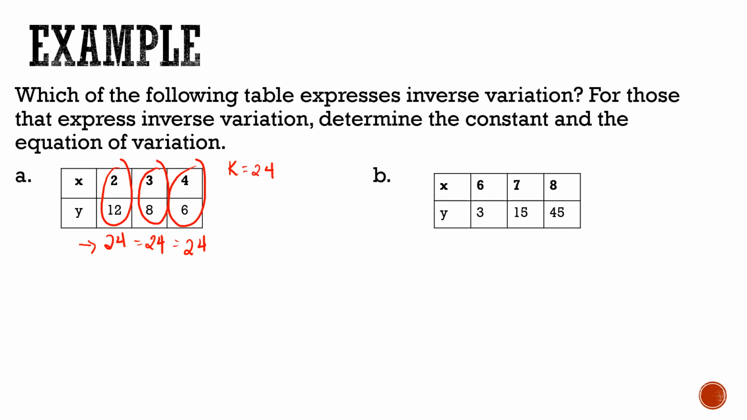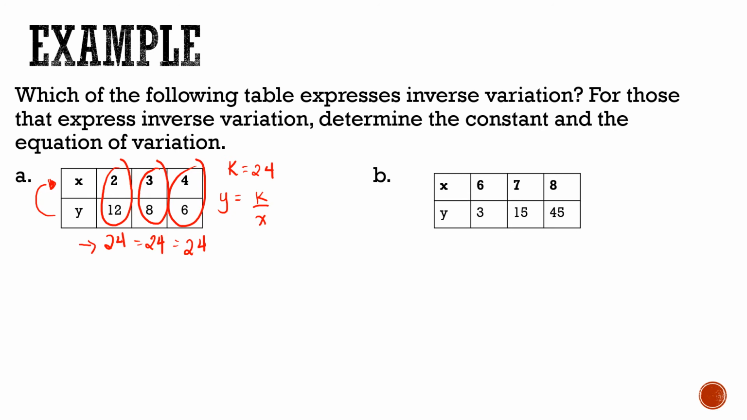Now, let's determine the equation of the variation. Translate the given table into a mathematical equation. Reading this table, y varies inversely as x. So we can write this as y is equal to k over x. Remember that the lower variable varies inversely to the upper variable.